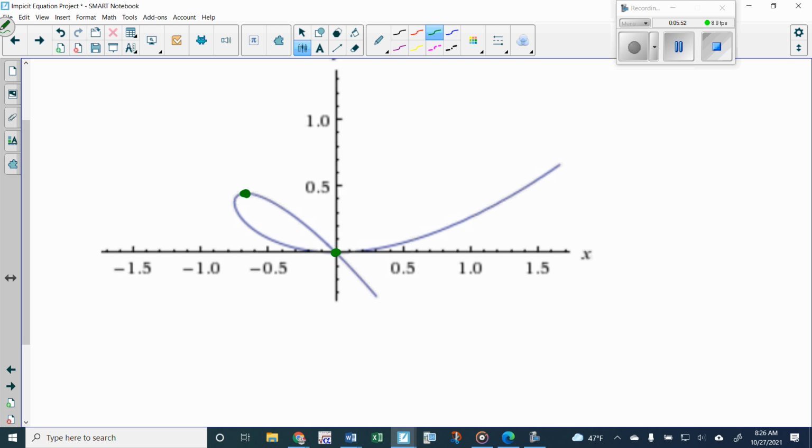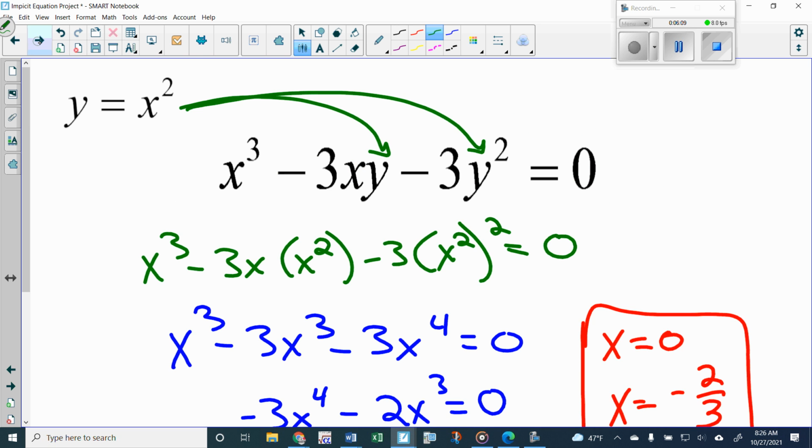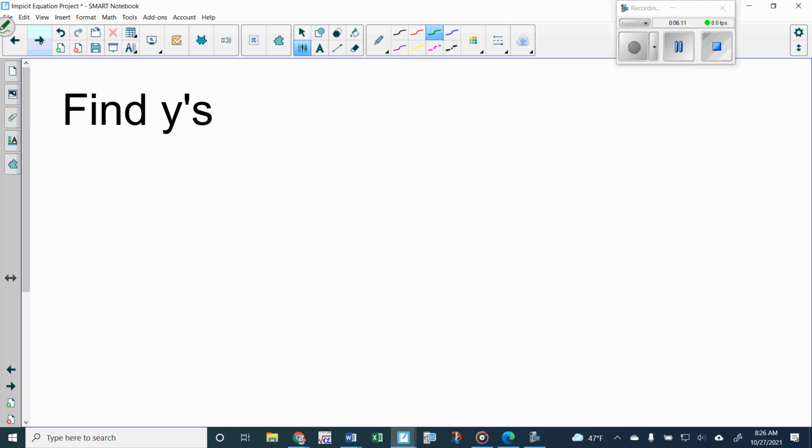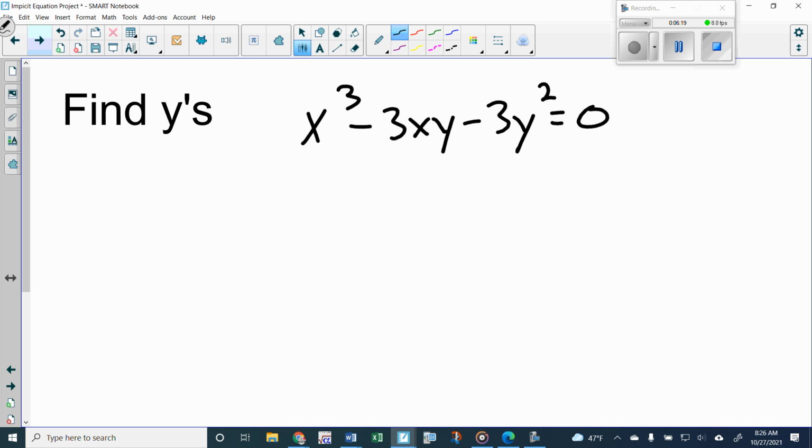The last thing we have to do, though, is we want to find the points. The points are x and y. How do we find the y? We've got to plug the x's in. So now we find the y's. My equation is x cubed minus 3xy minus 3y squared equals 0.